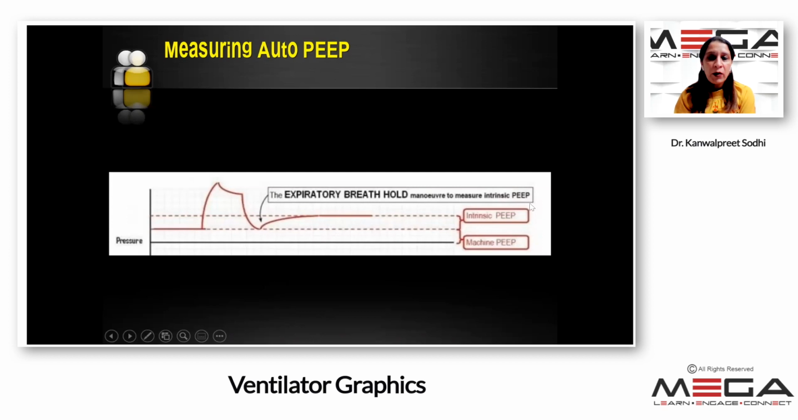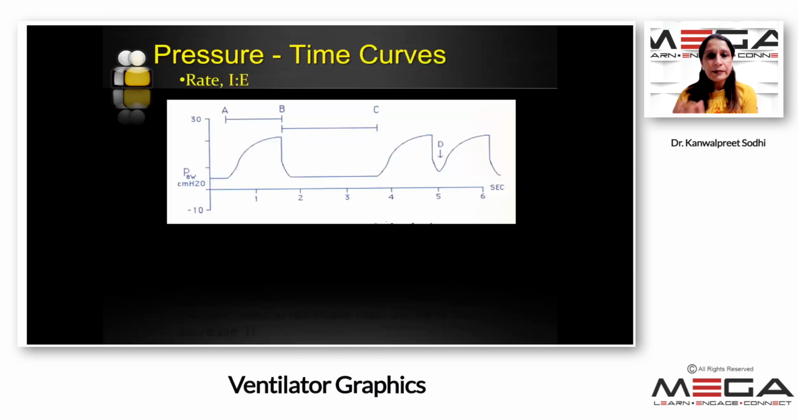So the total amount of PEEP will be, this is the PEEP we have set, that is the machine PEEP, and this is the intrinsic PEEP or the auto PEEP. So total PEEP is this much in our patient. So we can measure the auto PEEP from our pressure time curve.